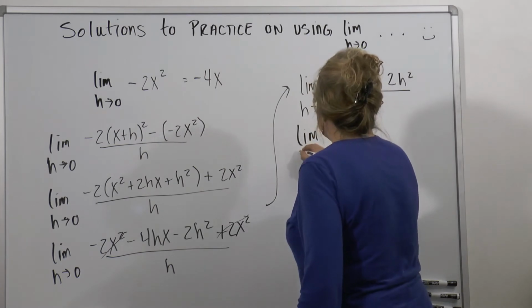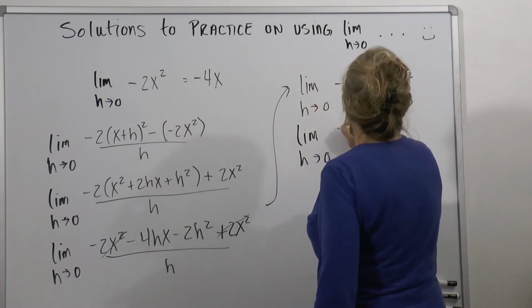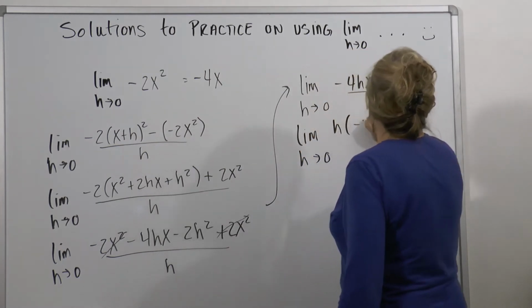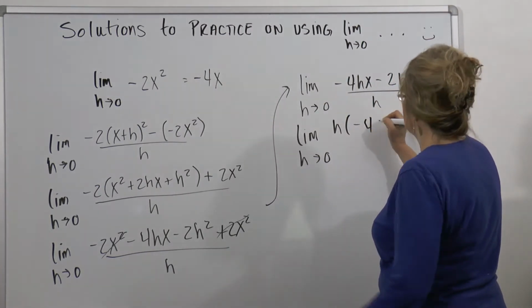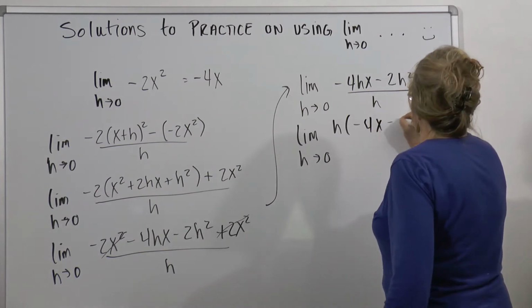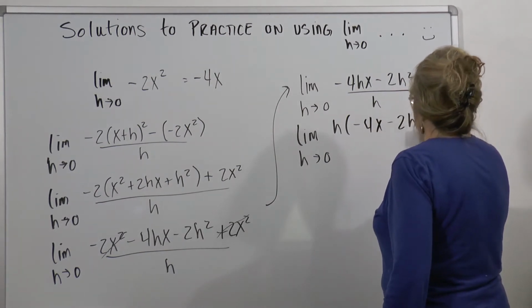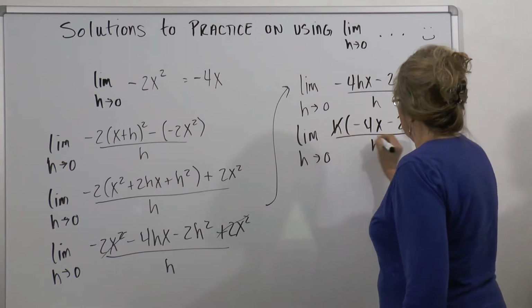But if we were in person, I would probably do that. Again, you could factor out a negative 2 if you wanted, or a positive 2, but you don't need to. The important part is the h. Okay, so those cancel.